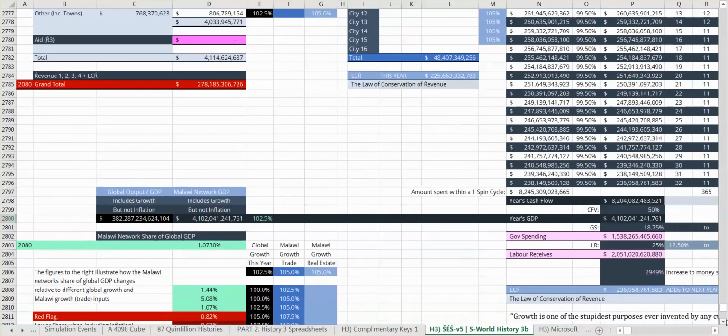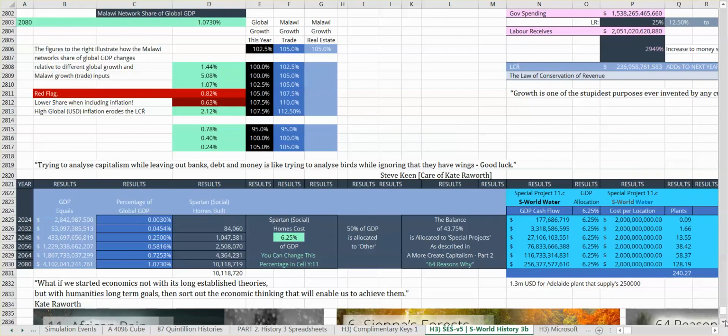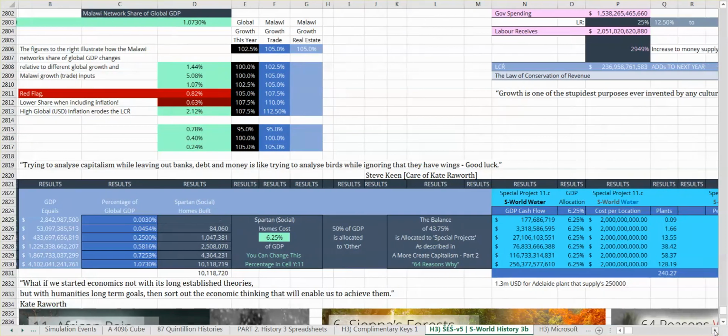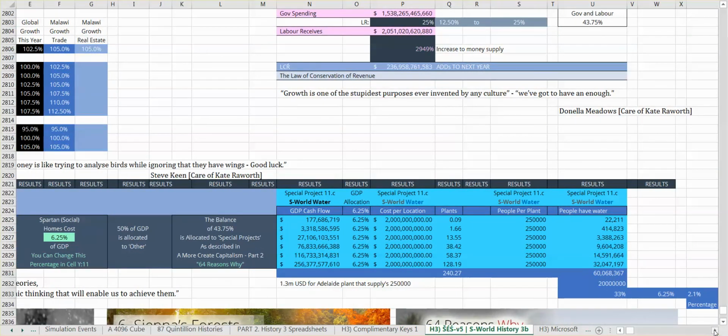This is a project that probably isn't going to work because Malawi's not on an ocean. But here I did an estimate for water, and 6.25% could get water for 60 million people, but that needs a pipeline built. So, you know, probably better spent on other things.